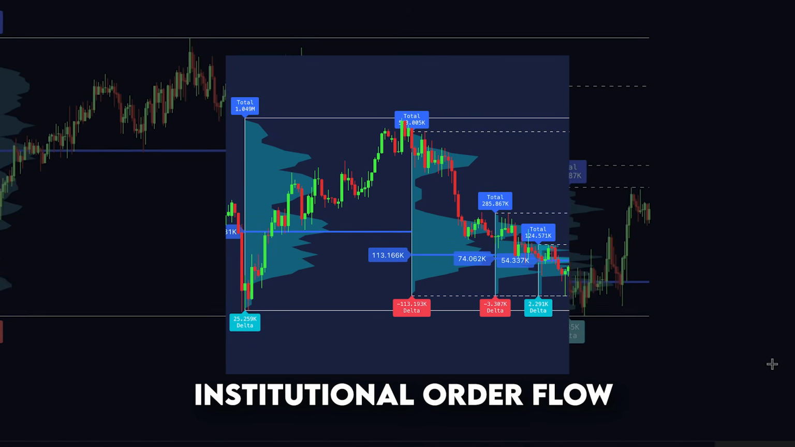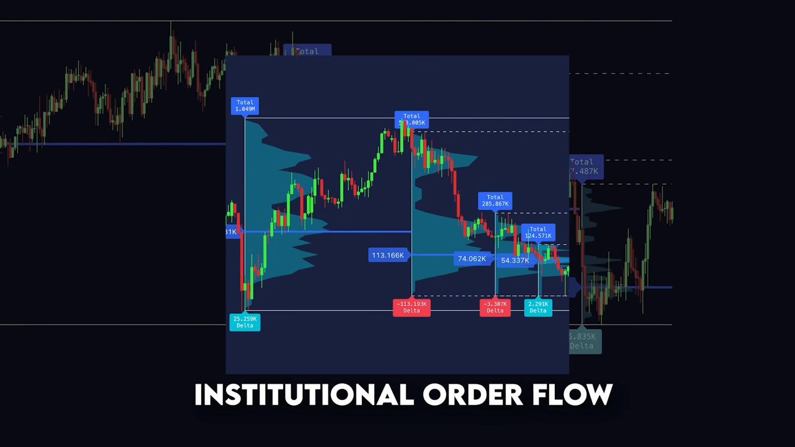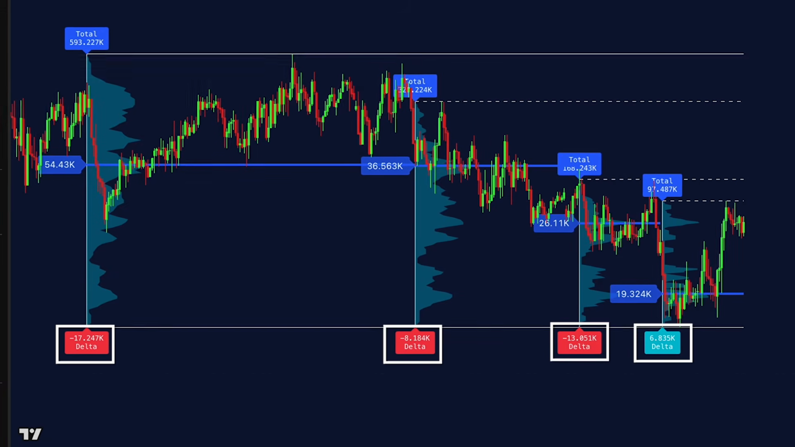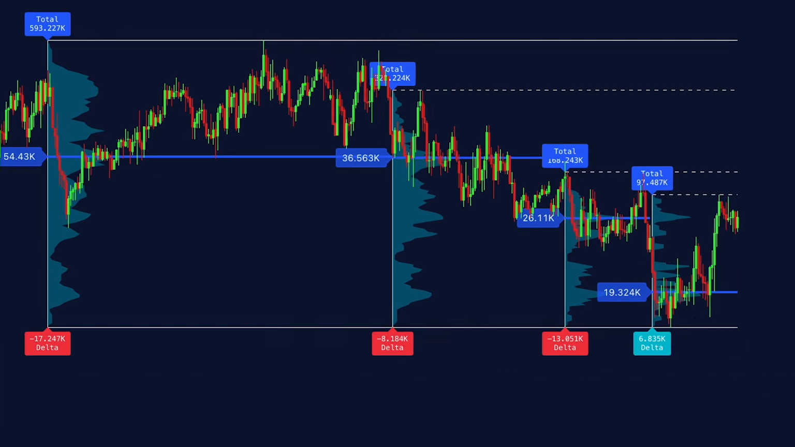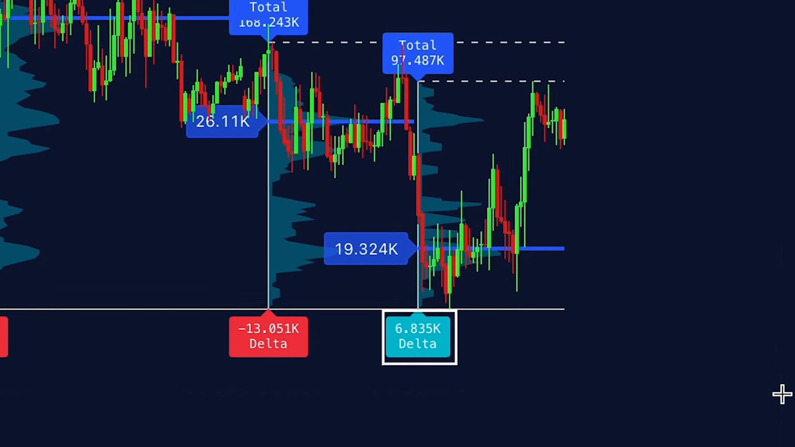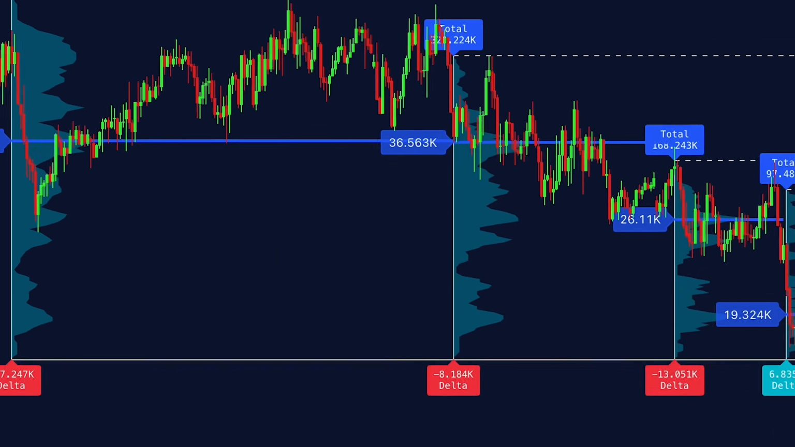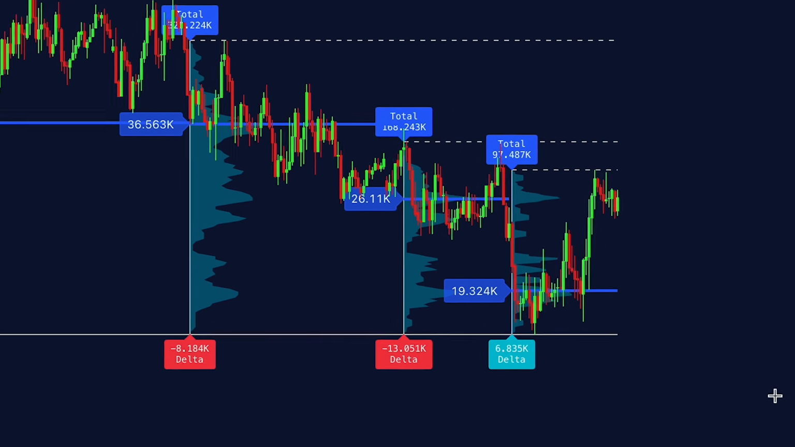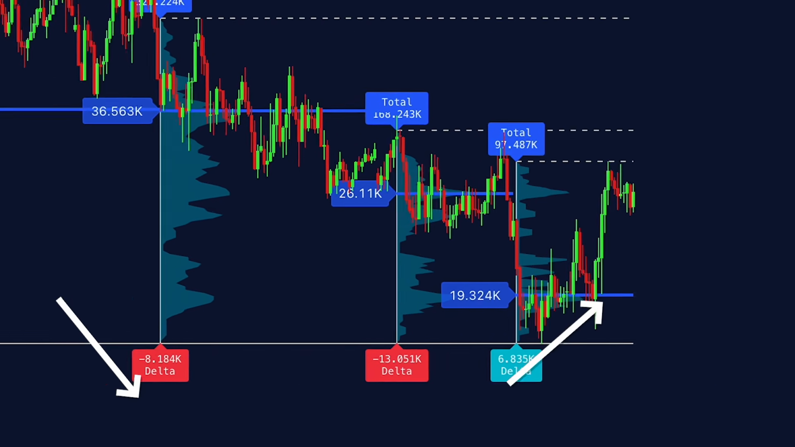Layer 3, institutional order flow analysis, is the most advanced technique. It combines all 4 profiles with delta volume analysis to read institutional sentiment. Start by comparing the delta volumes across all layers at key price levels. When shorter profiles show positive delta, while longer profiles, 1 and 2, show negative delta at the same level, you're seeing recent institutional buying against historical selling. This often indicates a sentiment shift.